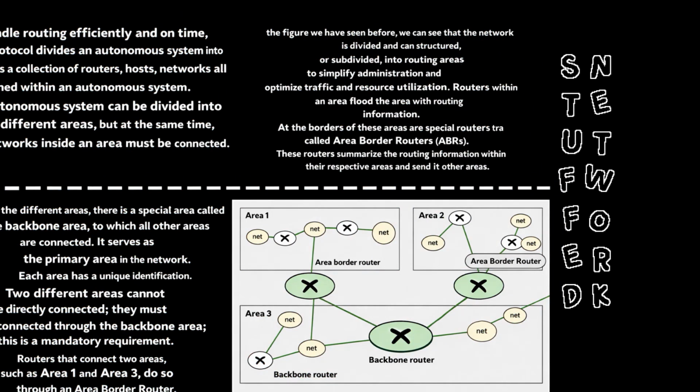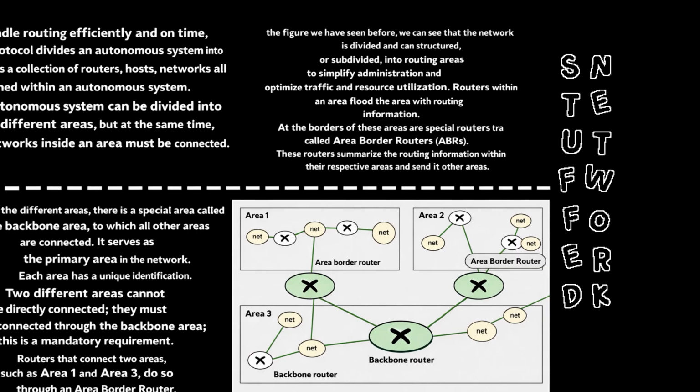This is a multi-area network topology diagram. Let's talk about this diagram. To handle routing efficiently and on time, this protocol divides an autonomous system into areas. An area is a collection of routers, hosts, and networks, all contained within an autonomous system. An autonomous system can be divided into many different areas, but at the same time, all networks inside an area must be connected. In the figure below, we can see that the network is divided and can be structured or subdivided into routing areas to simplify administration and optimize traffic and resource utilization.